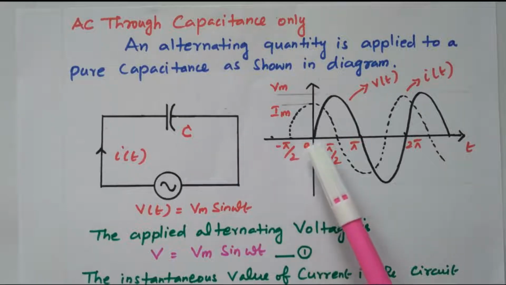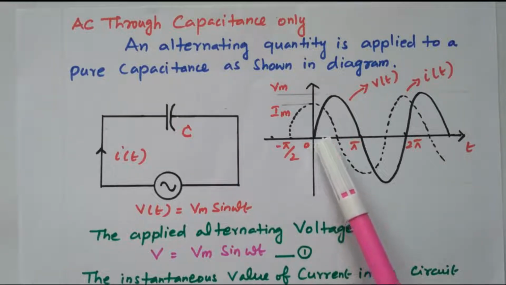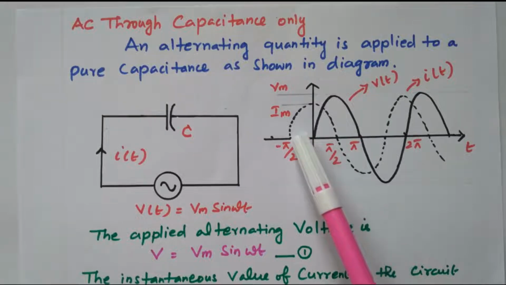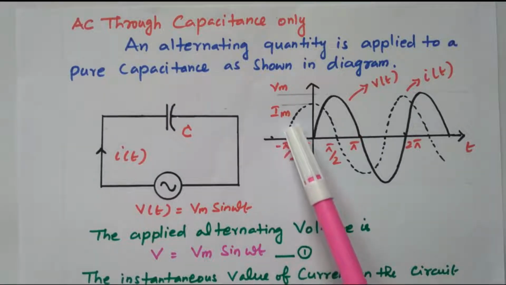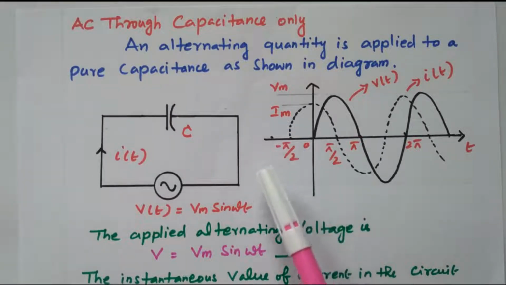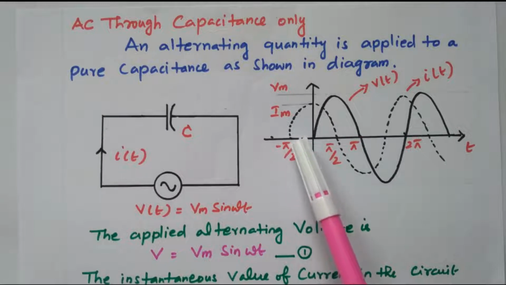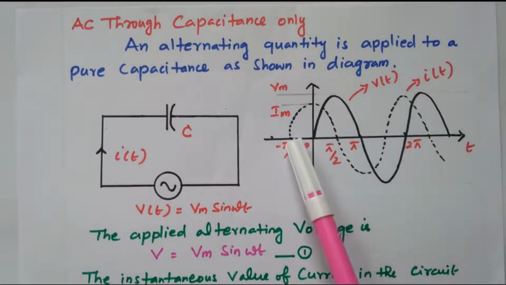In capacitor, the current is leading by 90 degree. Current will start before the starting of voltage. Before starting the voltage, current starts 90 degree before that, it means the current is leading the voltage by 90 degree. So current starts from here. Before starting the voltage, the current started at an angle of 90 degree.